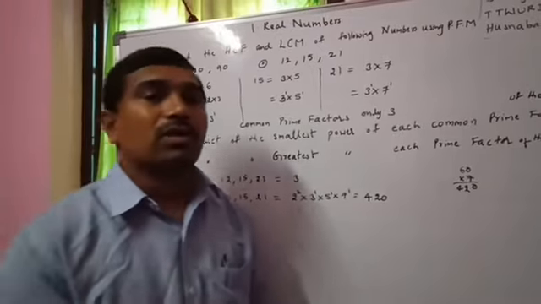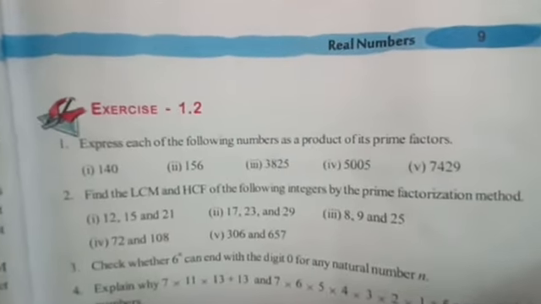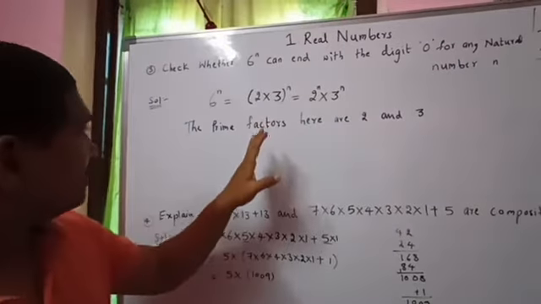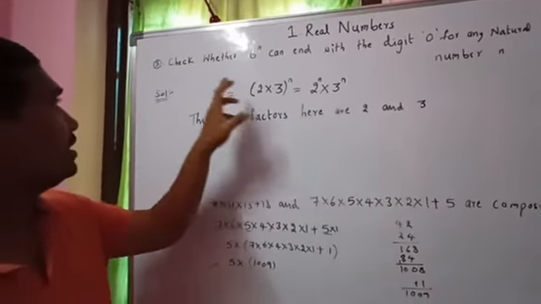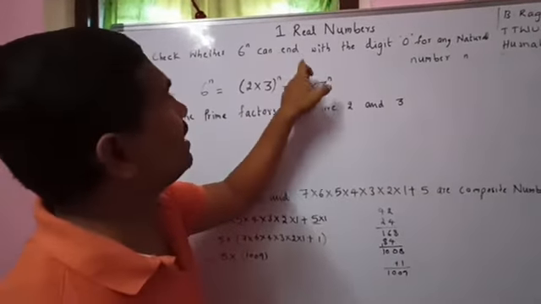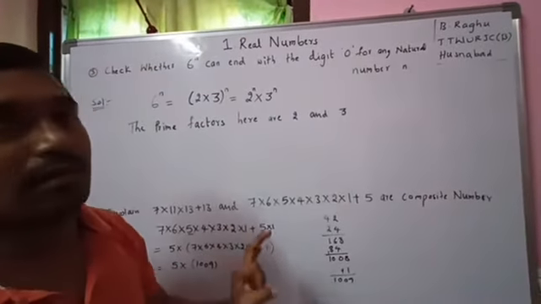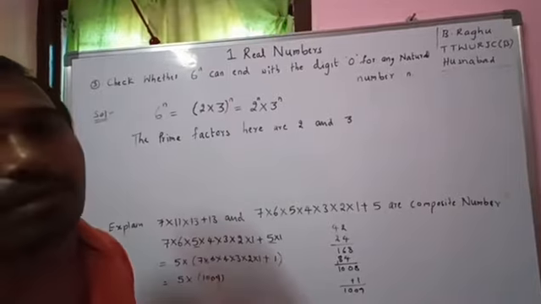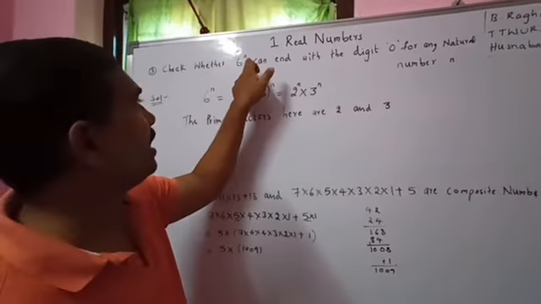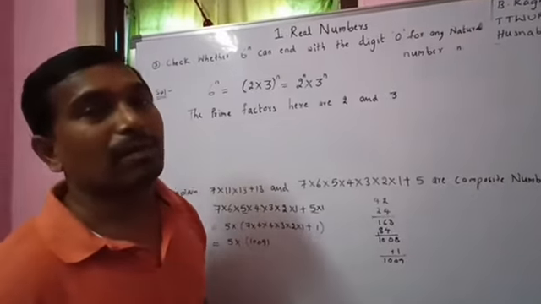Let us do the problems in exercise 1 and 2. Let us discuss some problems in the first exercise of real numbers. Here, what is that third one? Check whether 6 power n can end with the digit 0 for any natural number n. So here 6 power n is a number. For any natural number n, whether 6 power n can end with 0 is the problem.